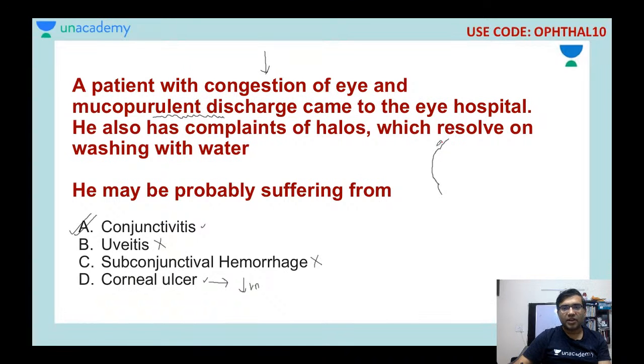So mucopurulent discharge comes in front of your cornea, and when the light rays strike this mucopurulent discharge, it basically divides into the various colors. So there are halos that we see, and when we clean the eye with water, this discharge gets washed off, the halos also get washed off. Okay, so the answer here is conjunctivitis.